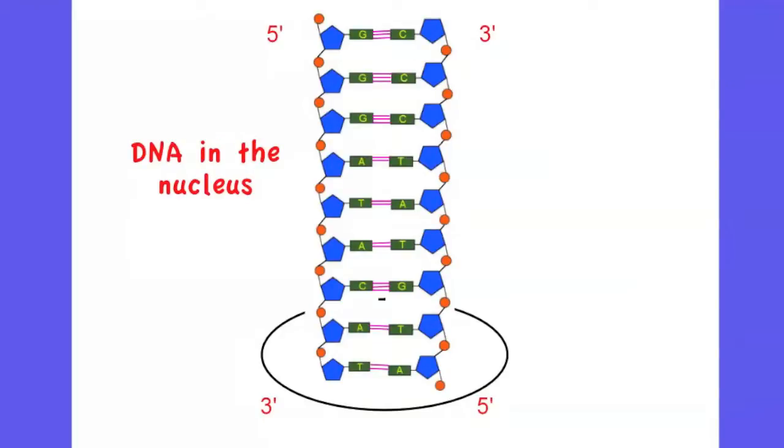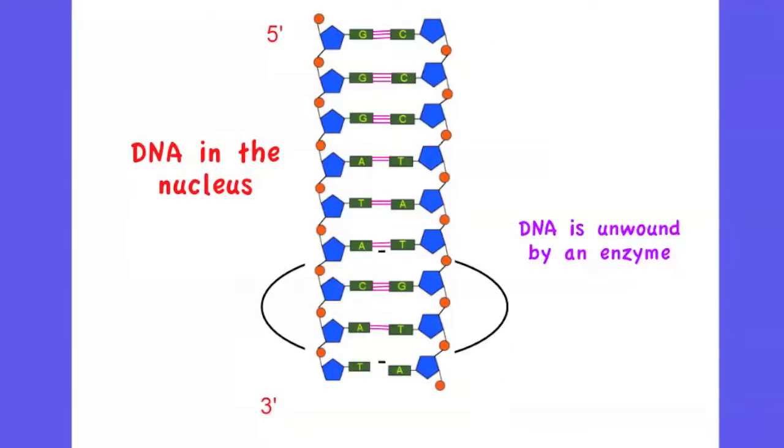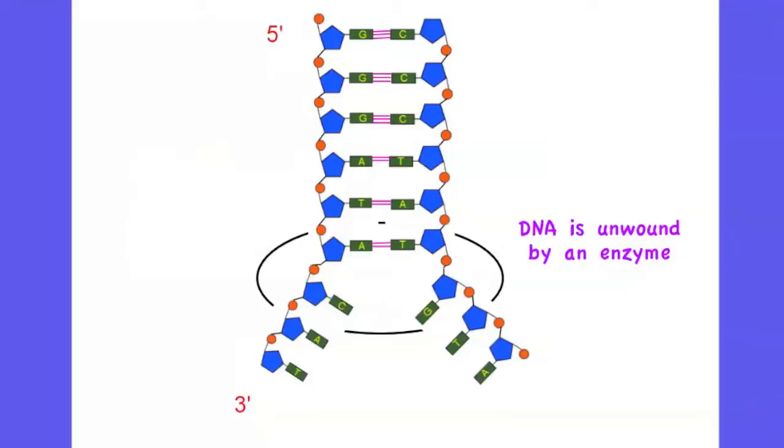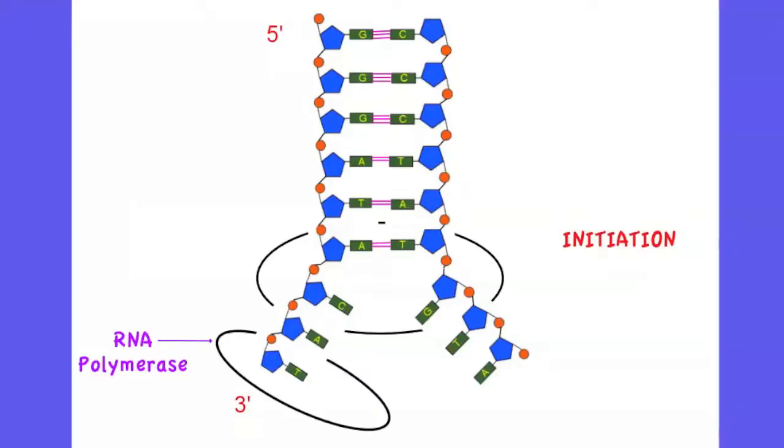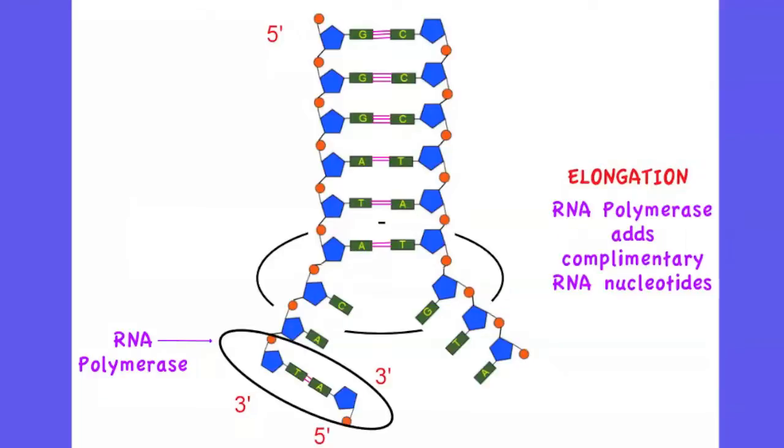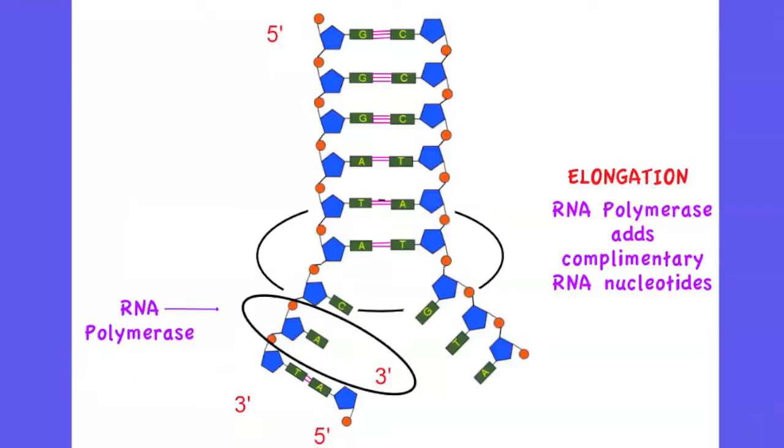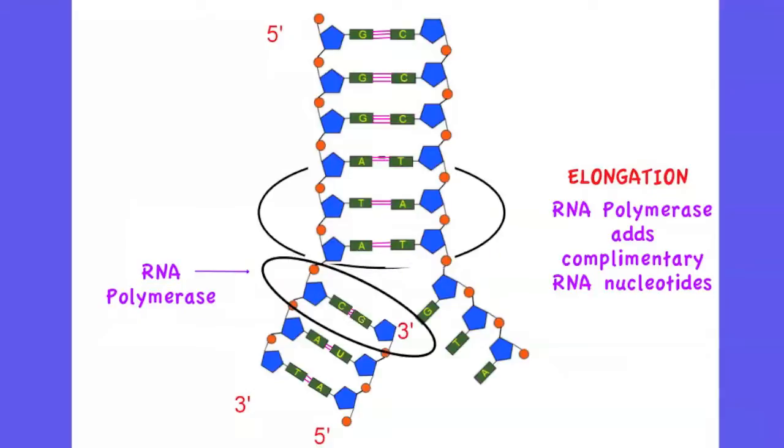Transcription begins when a gene is located on the DNA and that particular part of the DNA is unwound or unzipped by an enzyme. Once that particular area has been unzipped, you then find DNA as two single strands, and one of those strands is going to be used as a template upon which to form a piece of mRNA. A piece of mRNA is formed by the enzyme RNA polymerase by adding complementary RNA nucleotides to the template strand of the DNA.